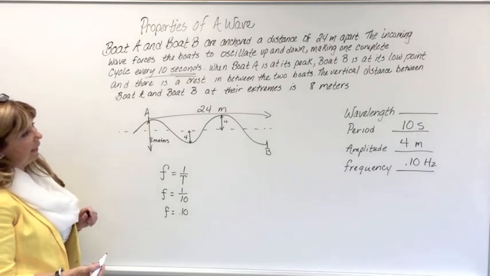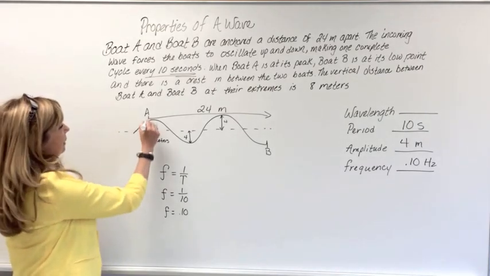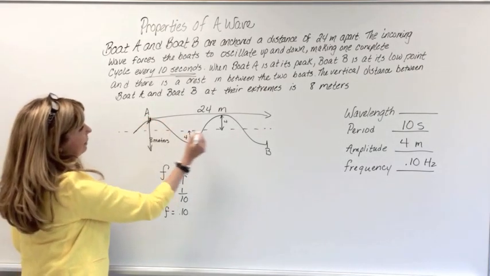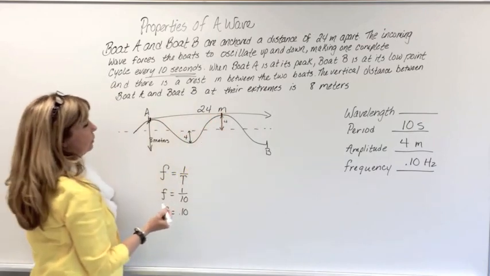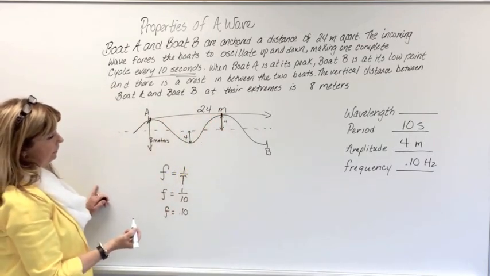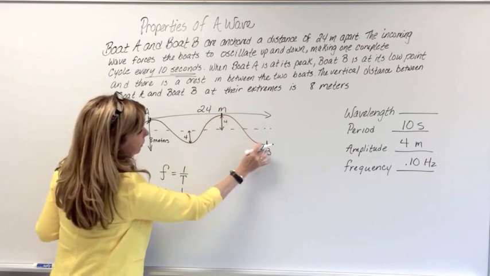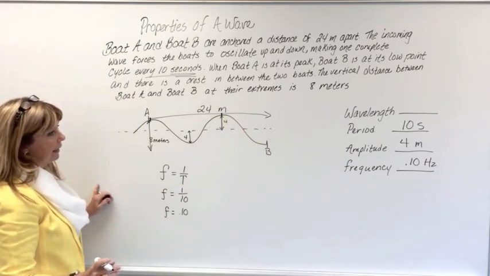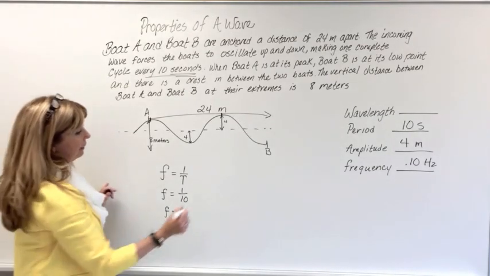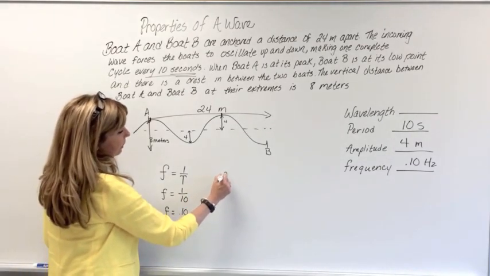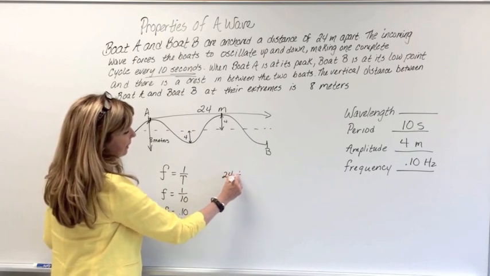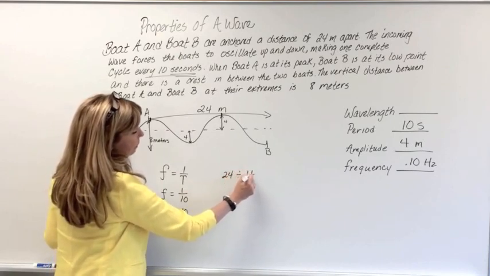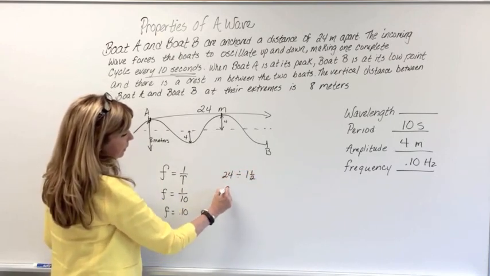So now it's wavelength. Well, from the top to the top is one whole wave. And we have all the way to point B. So we have to figure out how long is that wavelength. Well, we've got 24 meters divided by 1 1/2 waves.